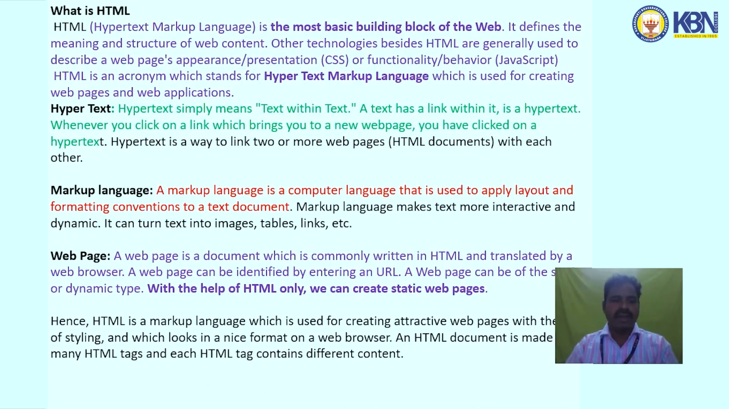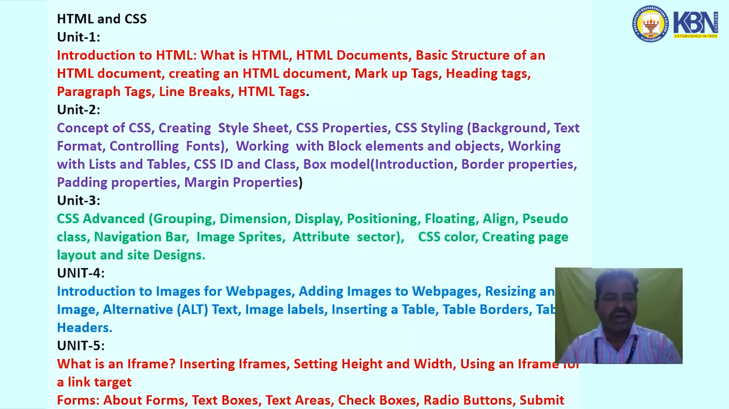The last concept is, what is an iframe? In the previous concept we discussed images, how to insert an image, and how to resize images. Now, the fifth concept is, what is an iframe? Frames. We can use different types of frames, horizontal frames or vertical frames. How to insert an image in a frame? Inserting the iframe, setting height and width, using frames, link targets.